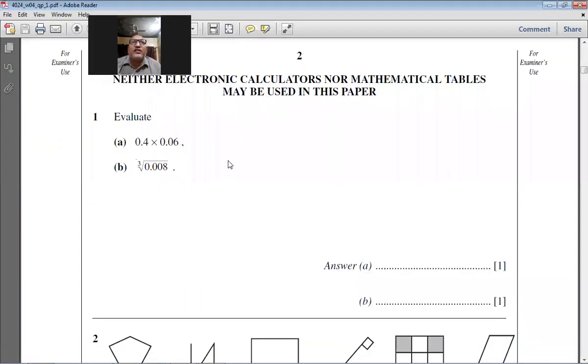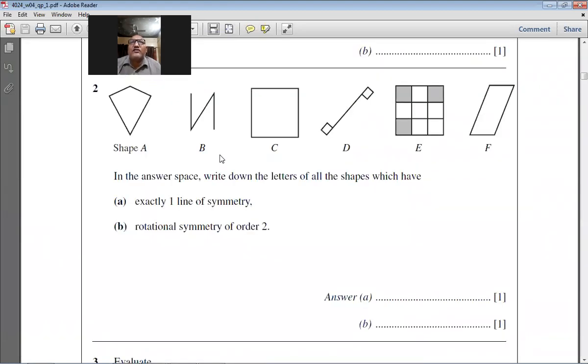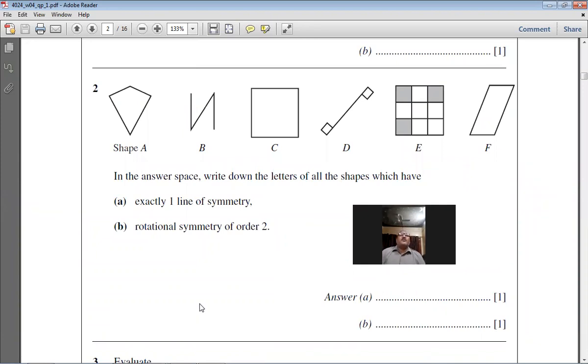Okay, so let's move to the next question. This was the first question. The next question coming up on your screen says, in the answer space, write down the letters of all the shapes which have exactly one line of symmetry. And the B part is the rotational symmetry of the order 2.